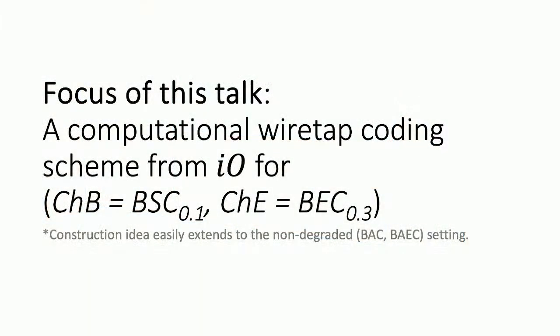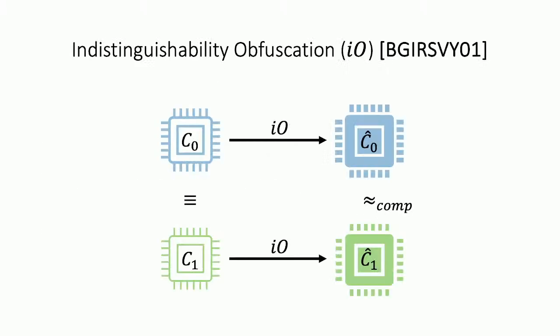Okay. The focus of this talk will be presenting the construction for the symmetric case. Then I'll have one slide on how to convert that into the asymmetric case. It's quite simple. And then we'll talk about how to view this polytope characterization. So what's iO? We've seen this a million times. iO just takes two circuits that are functionally equivalent and of the same size, and if you iO both of them, they're computationally indistinguishable.